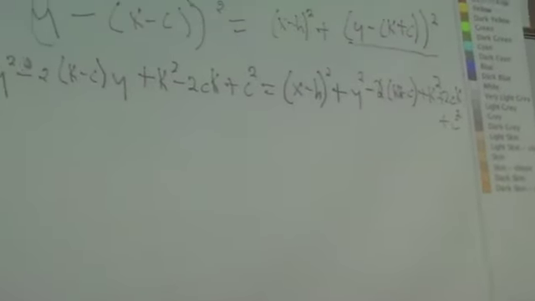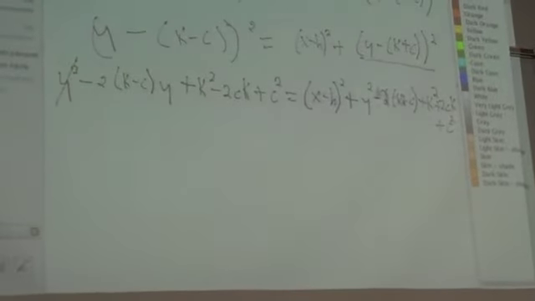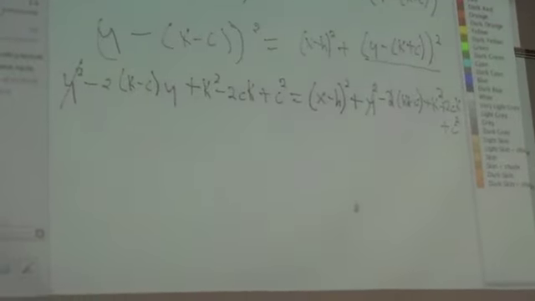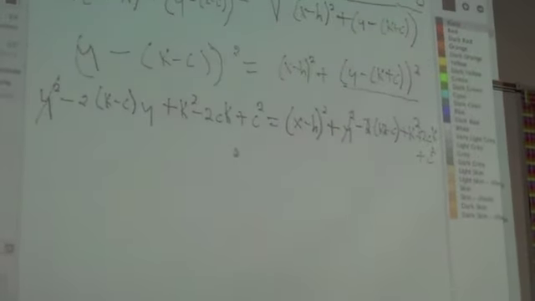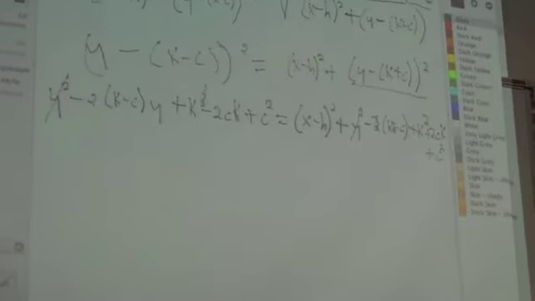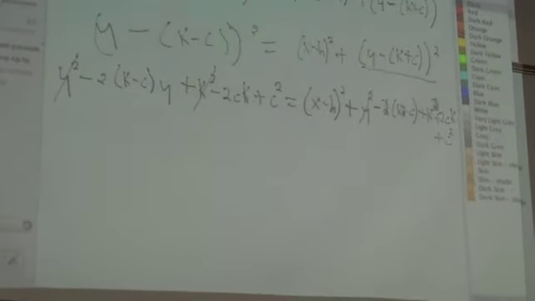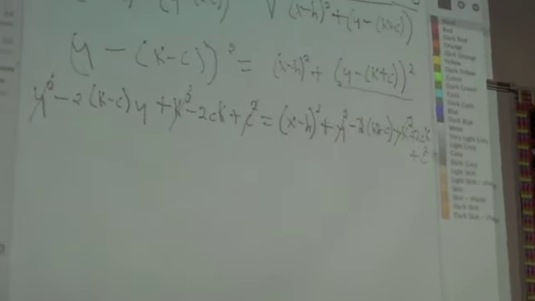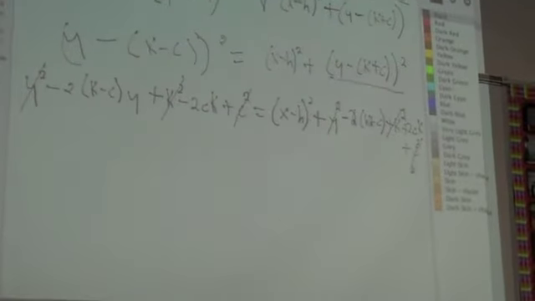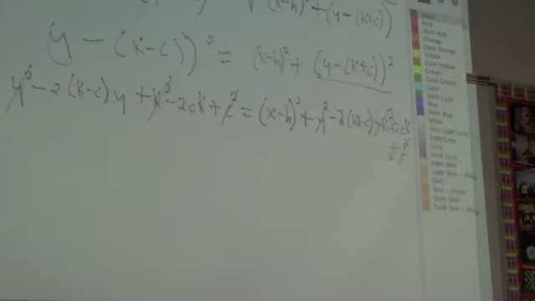There's a y squared on both sides. They cancel. Like I could subtract y squared from both sides. What else? Is that a negative? The k and c. It's the k squared. The 2ck's. Hold on, c squared. Now be careful. One's negative and one's positive.